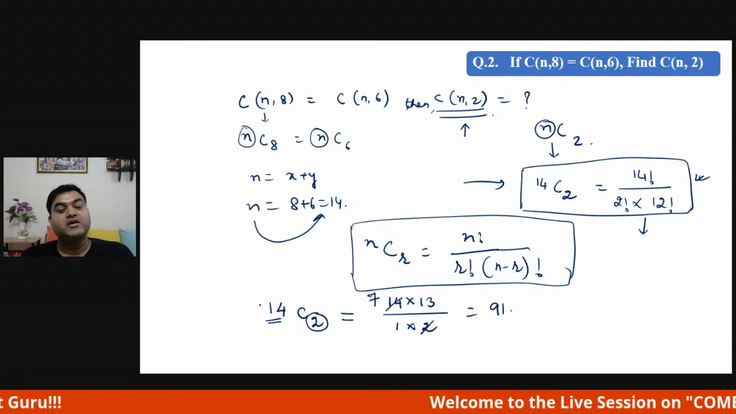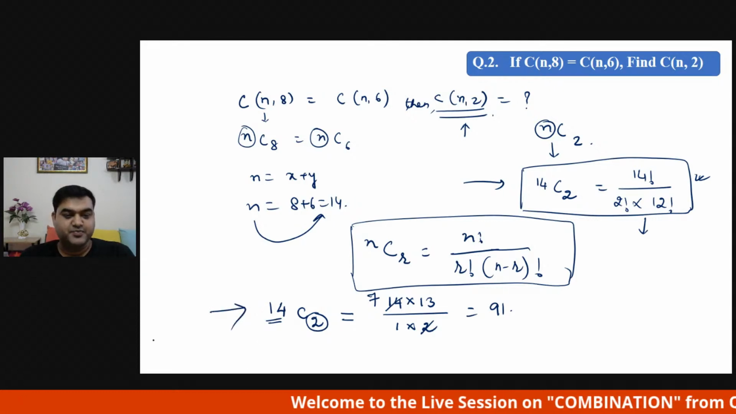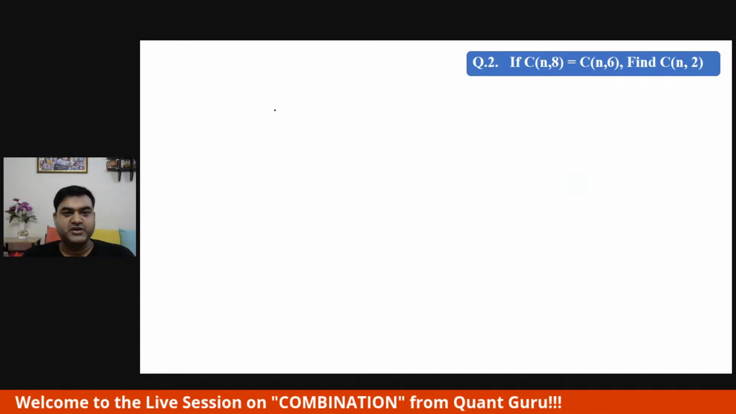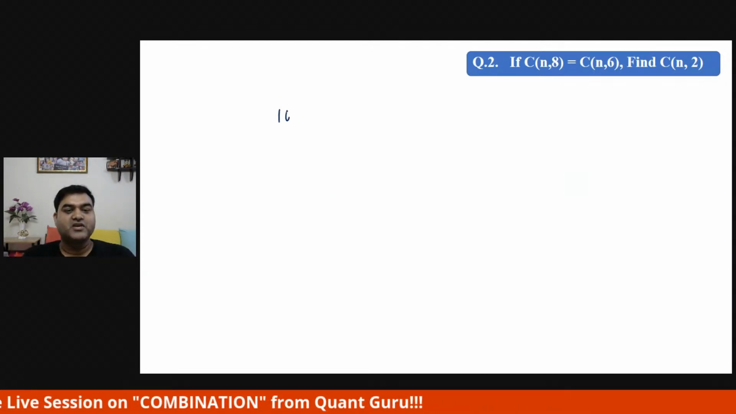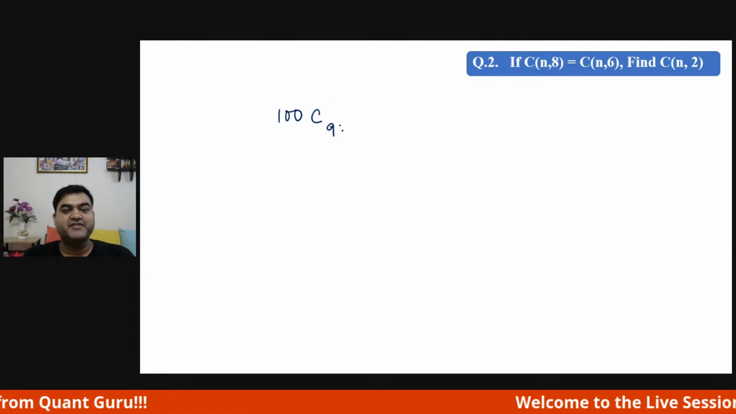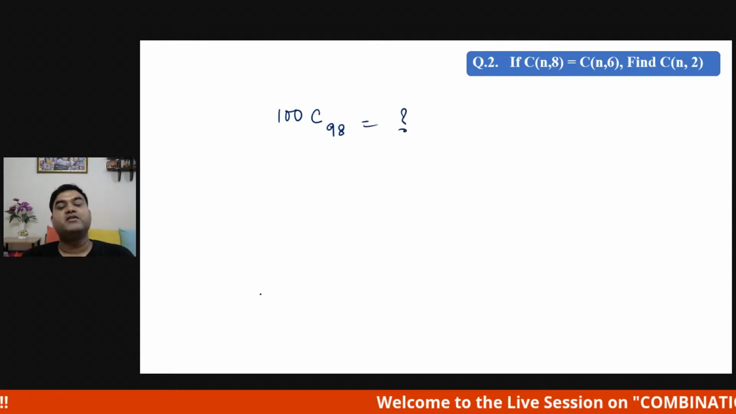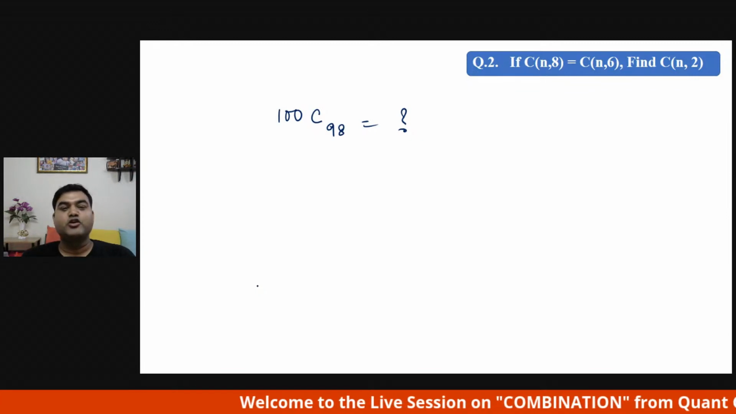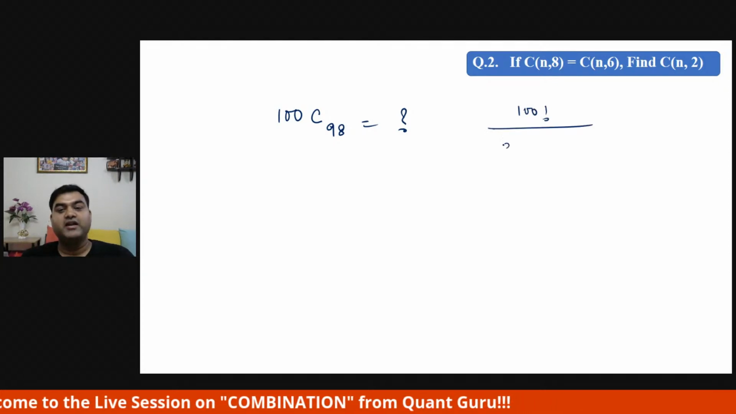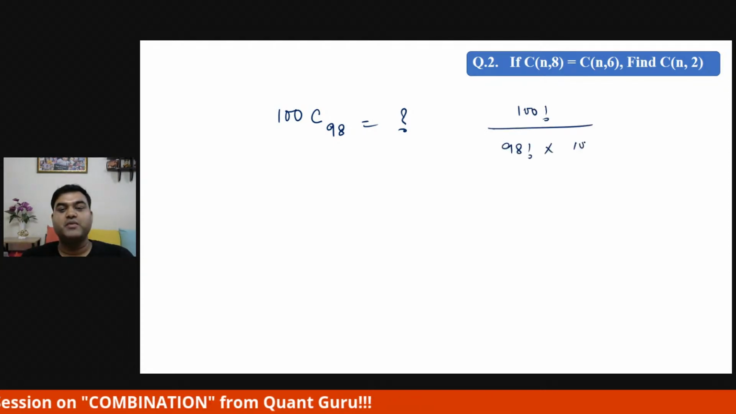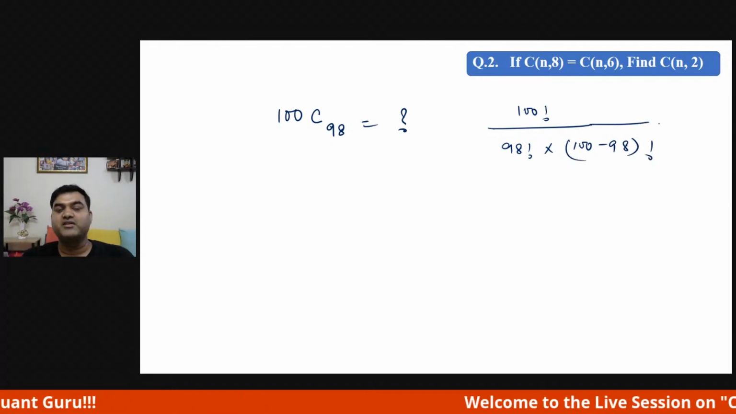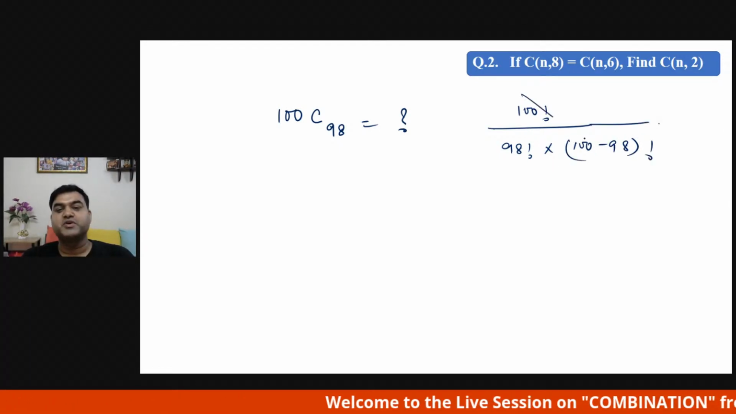91 is the answer. Every time you will get it. I'll repeat it. If somebody is asking you to find the value of 100C98, we cannot start writing 100 factorial fully and 98 factorial into (100 minus 98) factorial, right? According to nCr, this is what we should have written, right? So I'm telling you, do not write this much, it is not required.